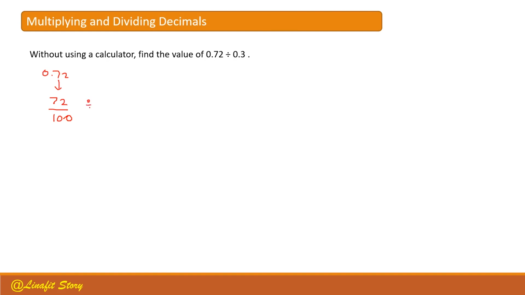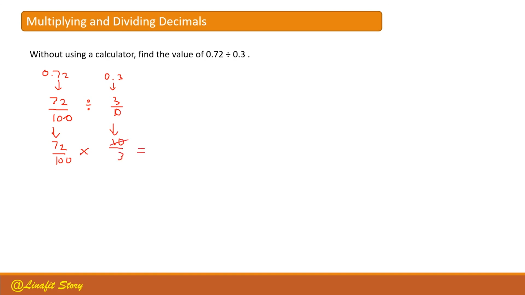And after that, divided by 0.3. You may convert it to a fraction. So this is 3 out of 10. Why out of 10? Because there is 1 decimal place. Don't forget, keep, change, flip the second fraction.